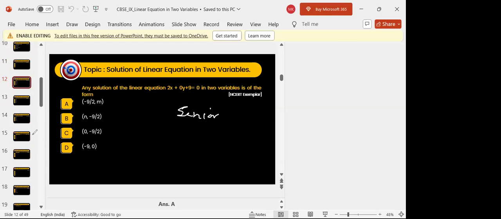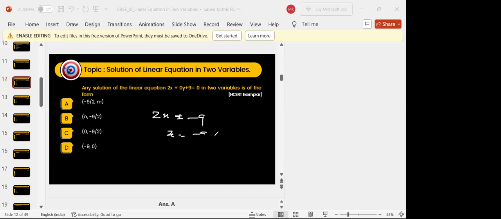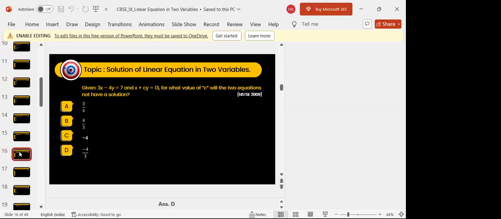So we have any solution of the linear equation 2x plus 0y plus 9 equals 0 in the 2 variables is of the form. So you will get 2x equals minus 9. So x we have is minus 9 by 2. So we have the answer minus 9/2. Now, can we have this question, please?